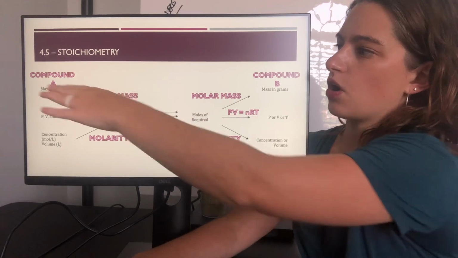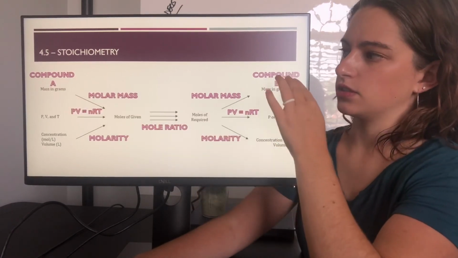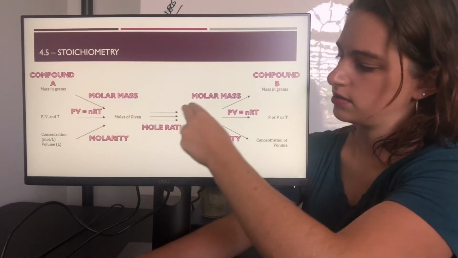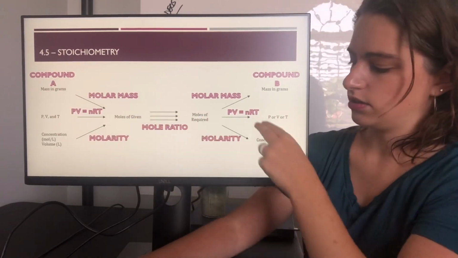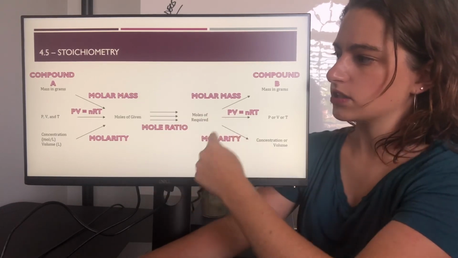Now, you don't have to go necessarily from grams to grams. You could go from grams to P, V, or T. You could go from grams to concentration. That's why it always goes through the mole ratio.